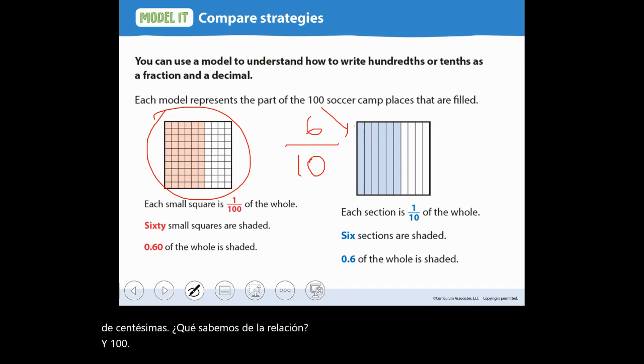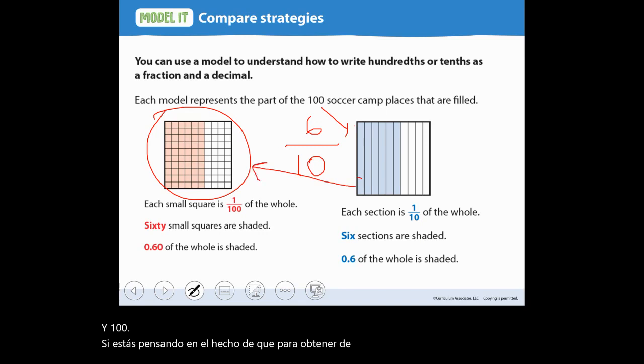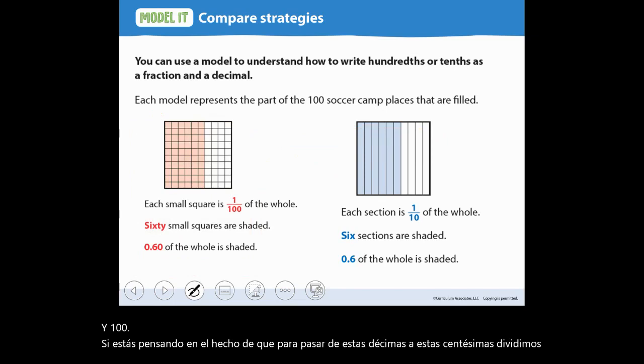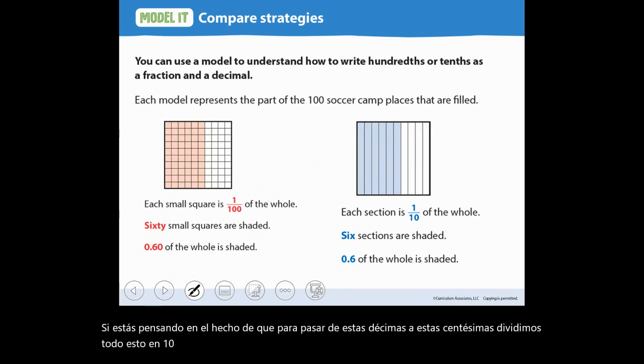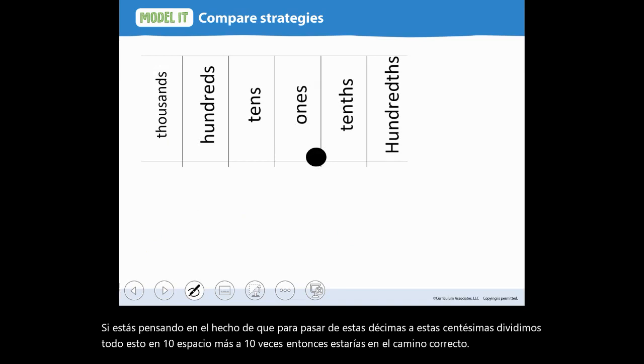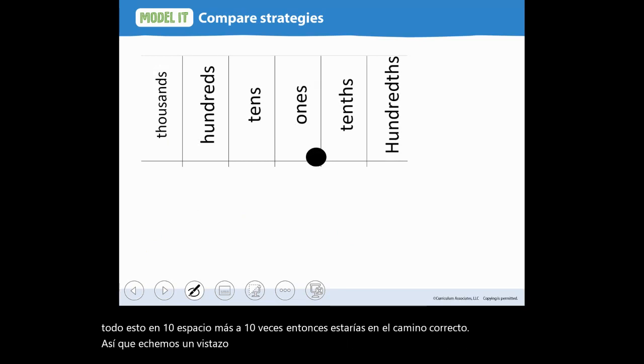If you're thinking about the fact that in order to get from these tenths to these hundredths, we divide all of these into 10 more spaces, 10 times, then you'd be on the right track. So let's look at a place value chart to help us. This is the place value chart that you have in your classroom.